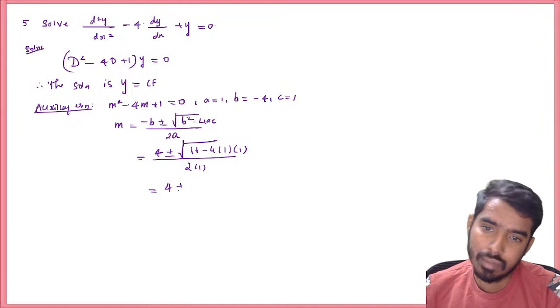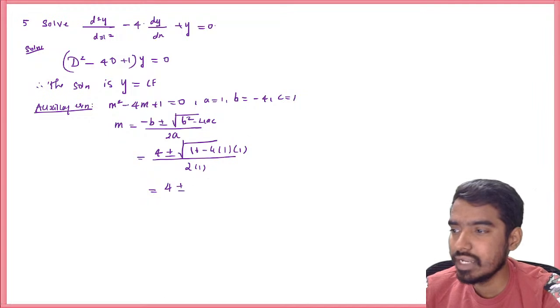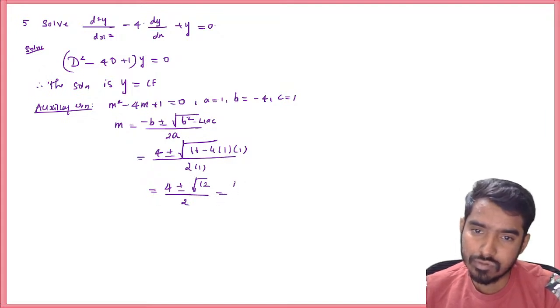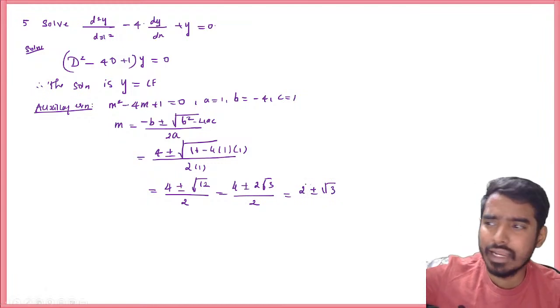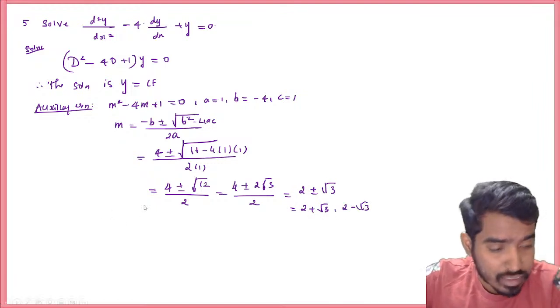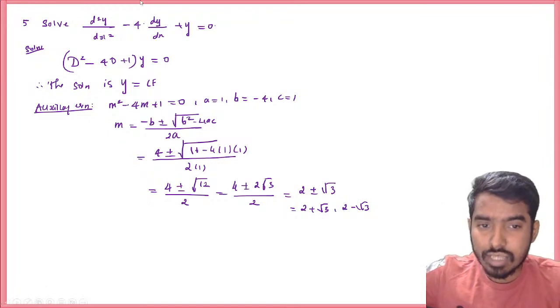So this will be 4 plus or minus root of 16 minus 4, which is root 12, divided by 2. This is 4 plus or minus 2 root 3, by 2. If we take 2 outside, you will have 2 plus or minus root 3. This is real only, right? Real and distinct roots. So 2 plus root 3, 2 minus root 3. The roots are real and distinct, right?